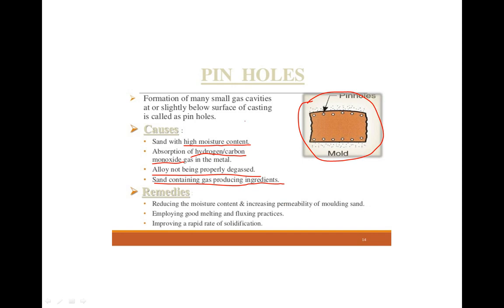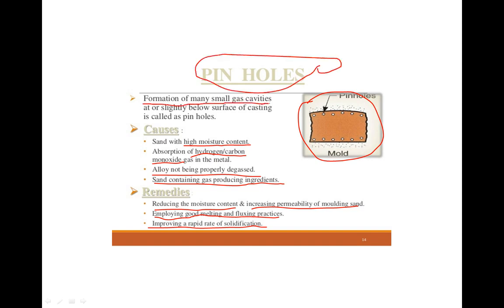So what precautions can you take? Reduce the moisture content, increase the permeability of the sand particles, employ good melting and fluxing practices, and improve the rate of solidification. When you carry out this procedure, you are able to avoid this casting defect called pin holes. The formation of many small gas cavities at or slightly below the surface of the casting is called pin holes. They come from gas entrapment or moisture content in the sand particles.